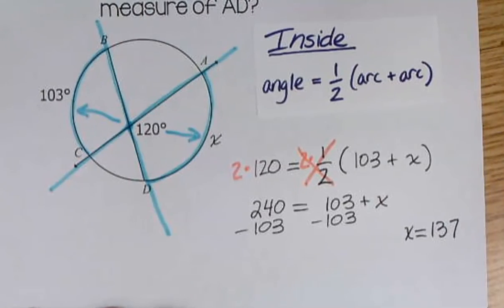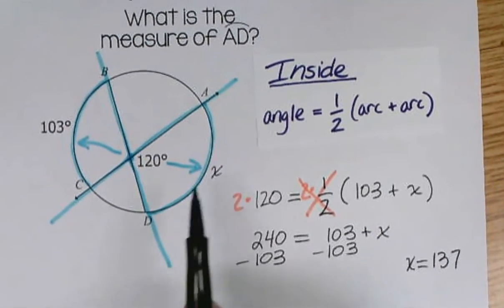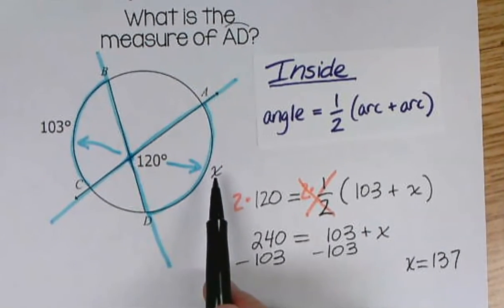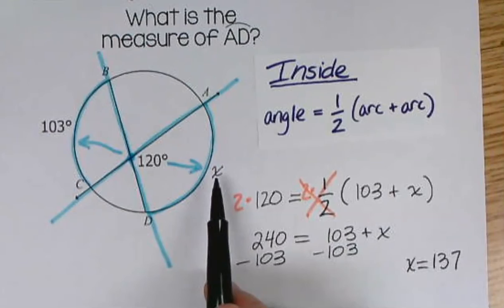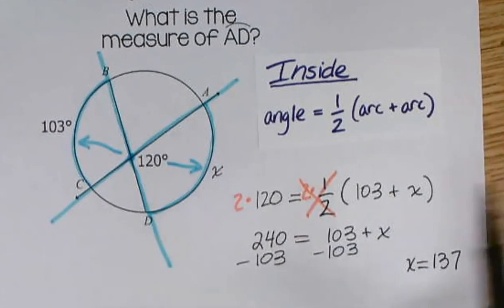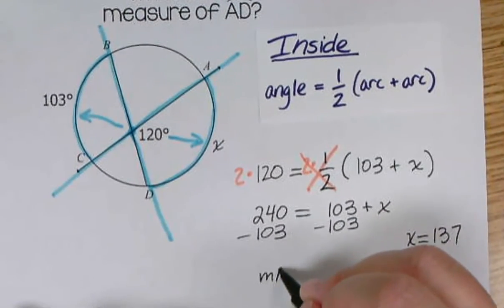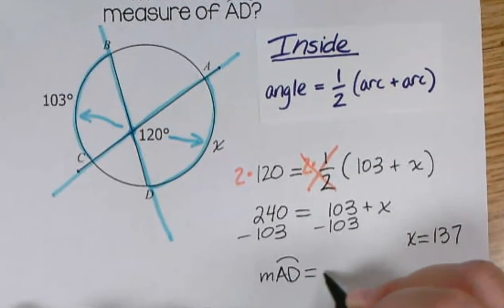Once again, if we find the value of a variable, we got to look back and say, is that what we needed? Well, in this case, yes, because we made the x stand for the measure of arc AD. So yes, the measure of arc AD is 137.